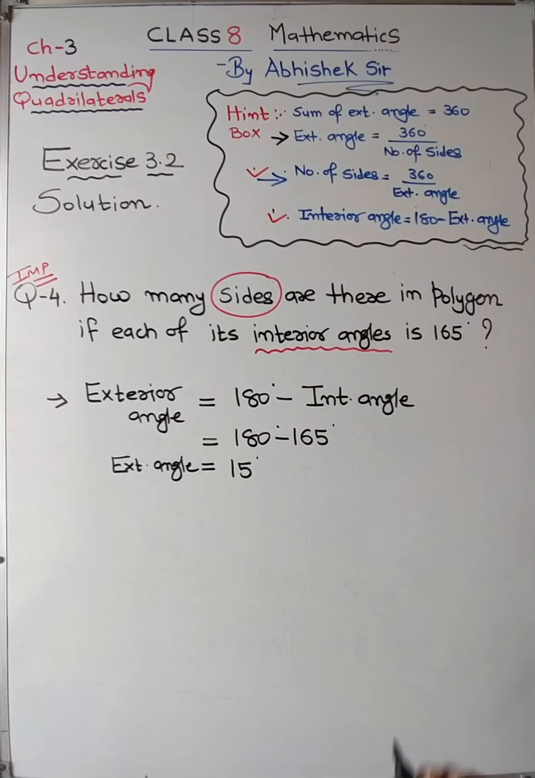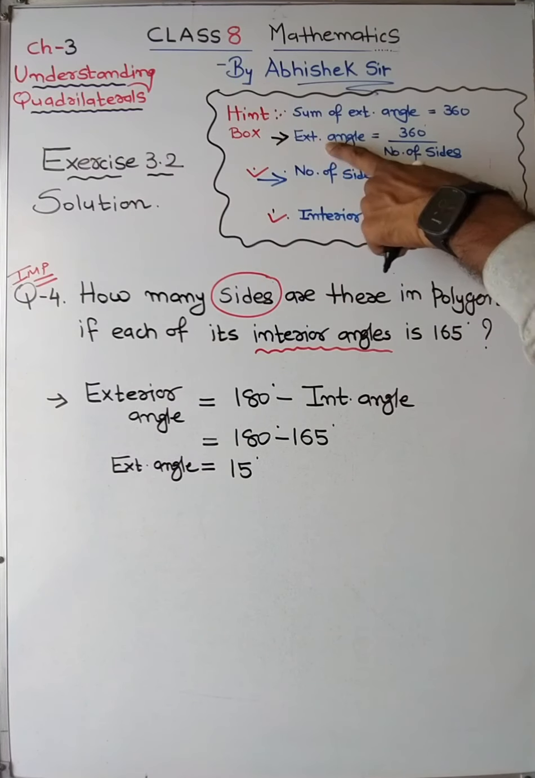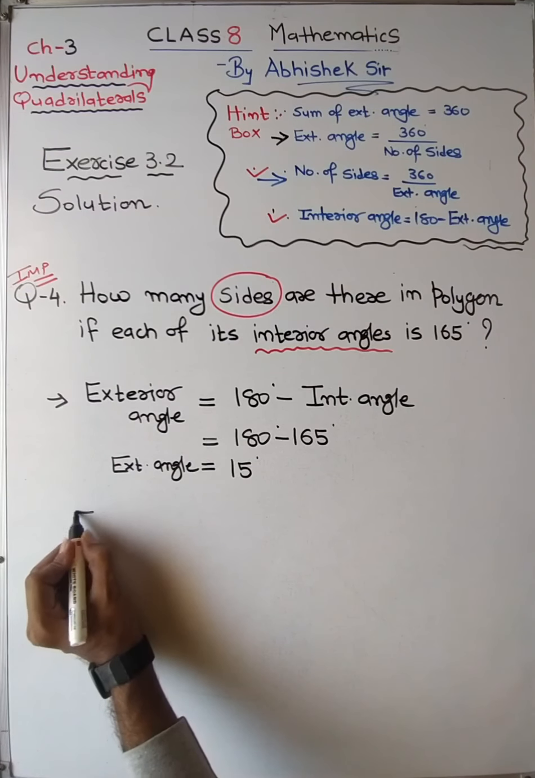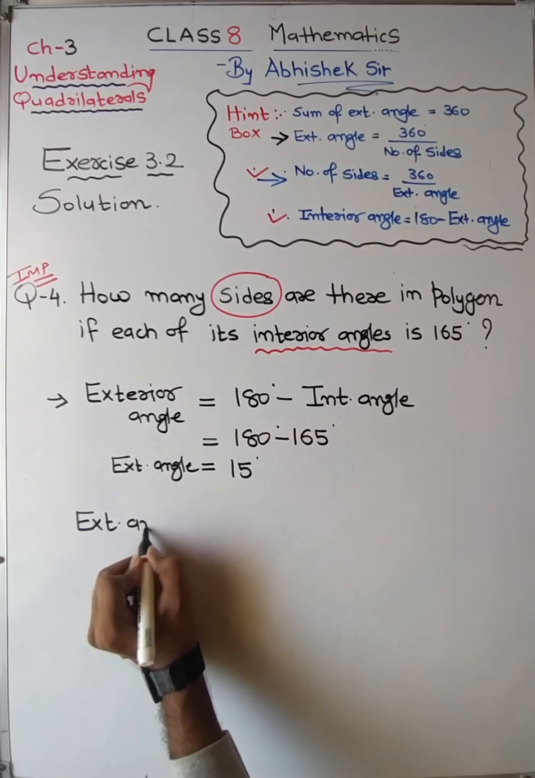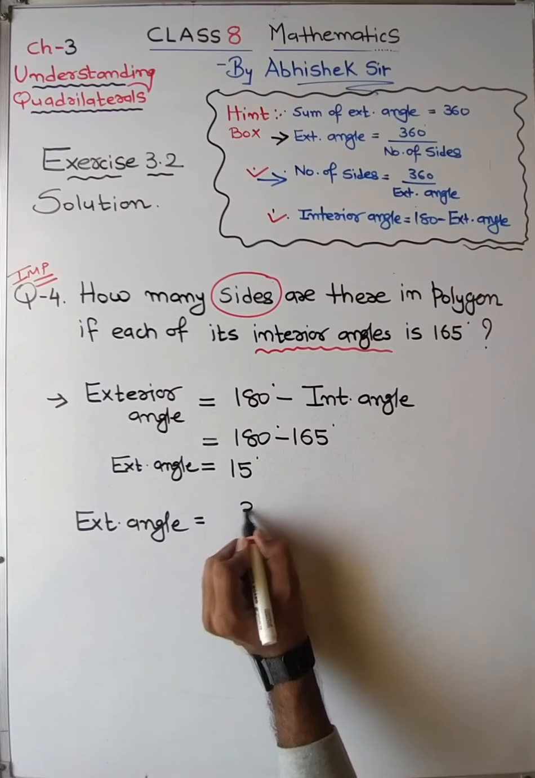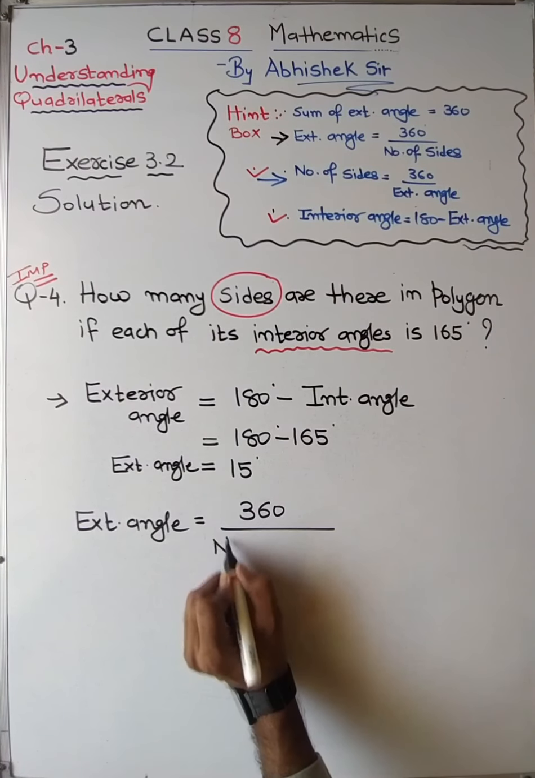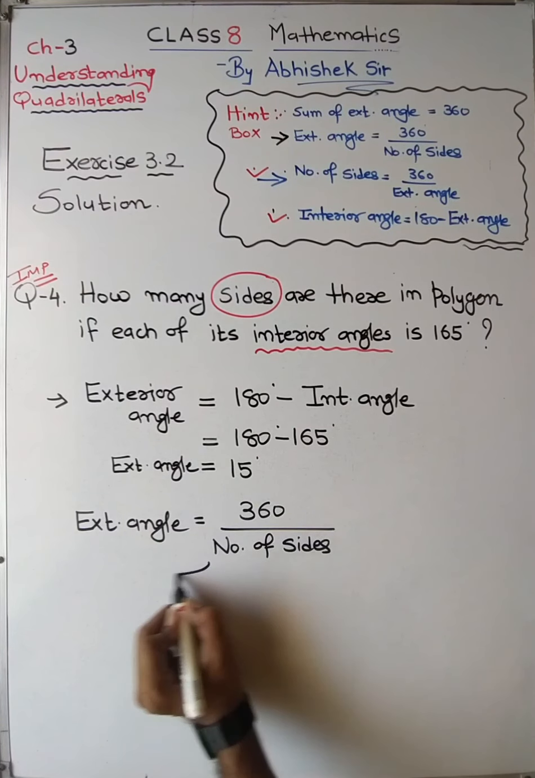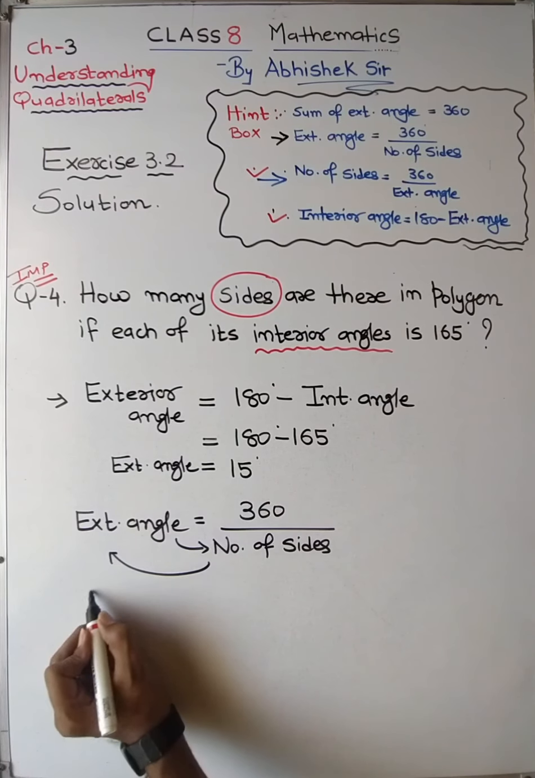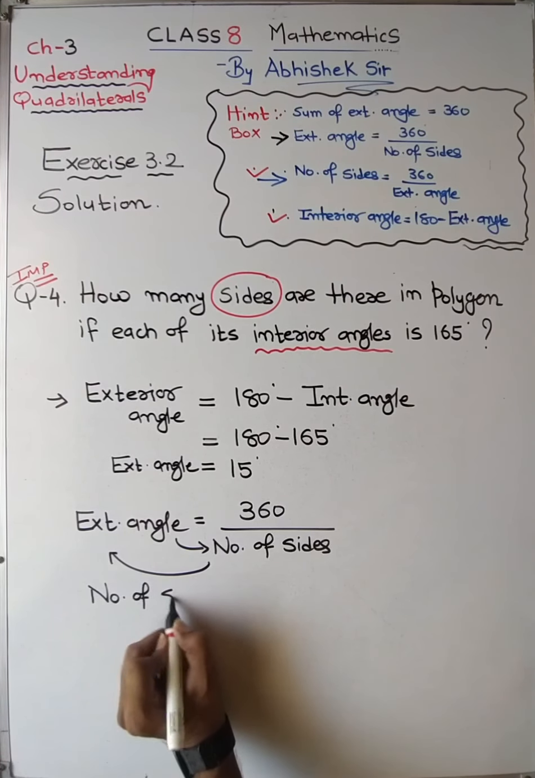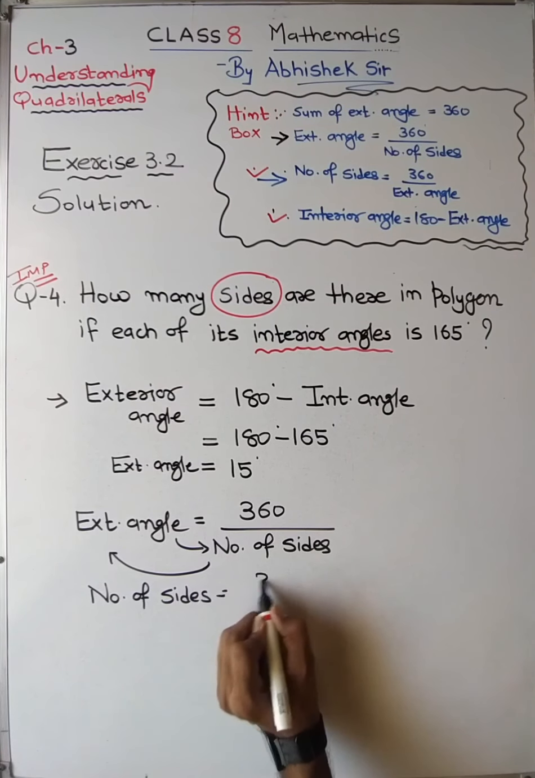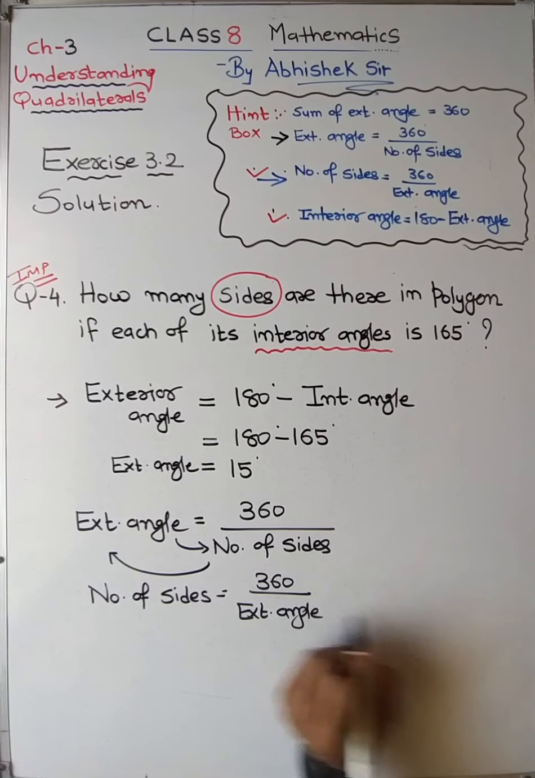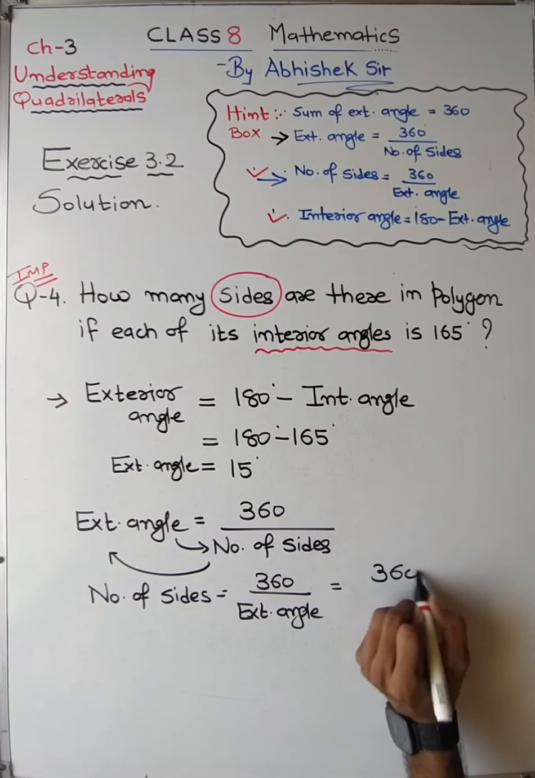Alright, now it is very easy because we know the formula for exterior angle and number of sides. So let us use that formula to find the number of sides. Exterior angle equals 360 upon number of sides. We are finding the number of sides, so take this over here and the exterior angle over here. So our formula is number of sides equals 360 upon exterior angle.